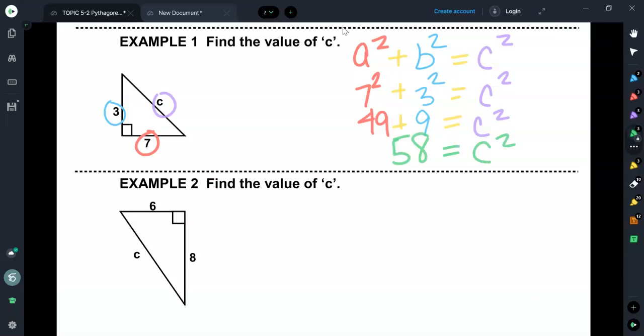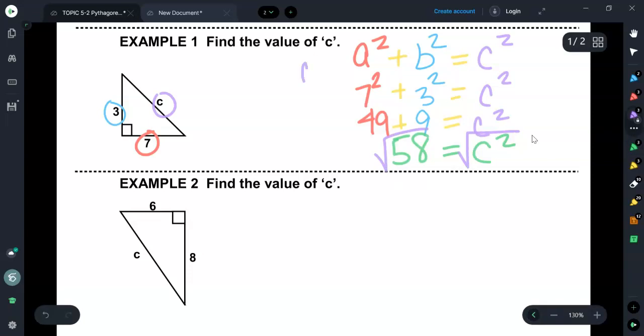But here's the thing about the Pythagorean theorem that everybody forgets. I don't want c squared. What am I looking for? C. So how do you undo squared? You're going to take the square root. So I'm going to take the square root of both sides, and I'm going to come over here. The square root of c squared is actually just c, and then we will do the square root of 58, and we get 7.6. So c is actually 7.6.